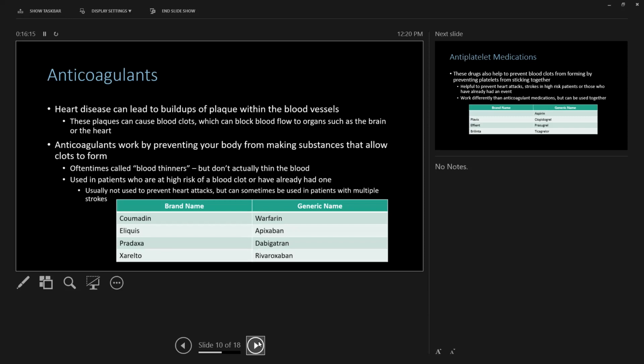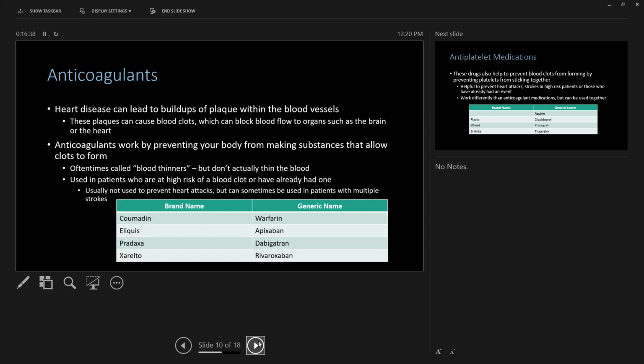So as I said before, heart disease leads to buildups of plaques within the body's blood vessels. And really when this becomes a problem is when these plaques are exposed and can cause blood clots, which leads to decreased blood flow to vital organs such as our brain or our heart. And that's when you get things such as MIs or heart attacks and strokes.